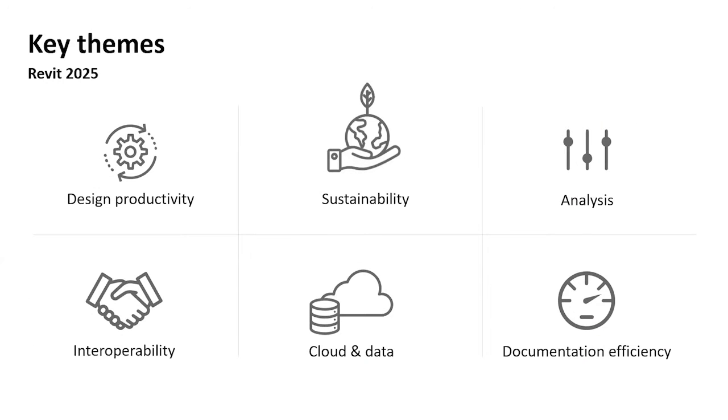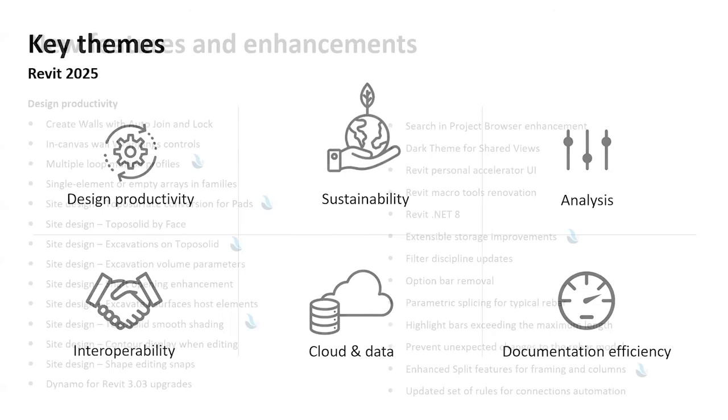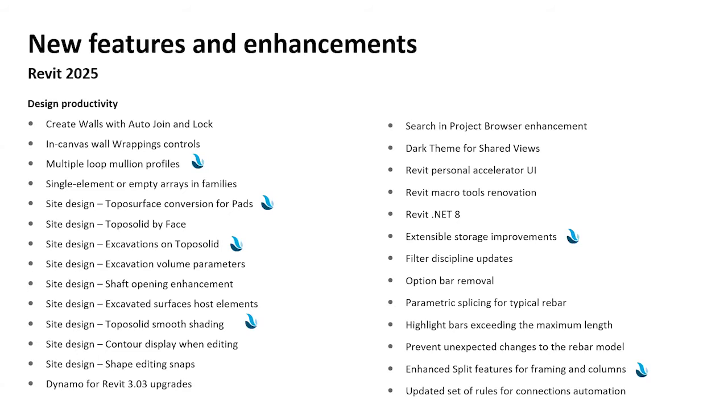So the theme that we have this year based on these topics, let's jump into them right now. These are my favorites, the mullion profiles, the Topo solids. I know I'm going to say Topo solid a lot during this presentation, but I also think that the improvements made to the extensible storage are going to be a big thing for everybody. It possibly could be the end of any schema conflict warnings. We'll see.